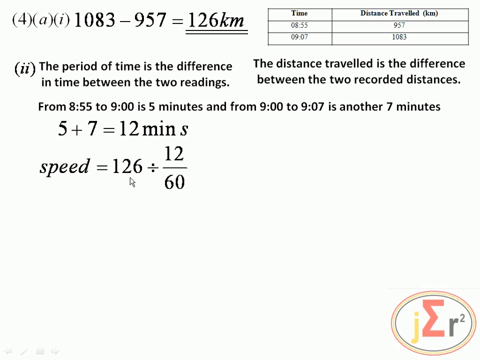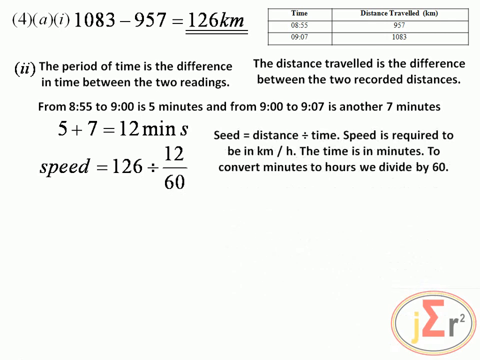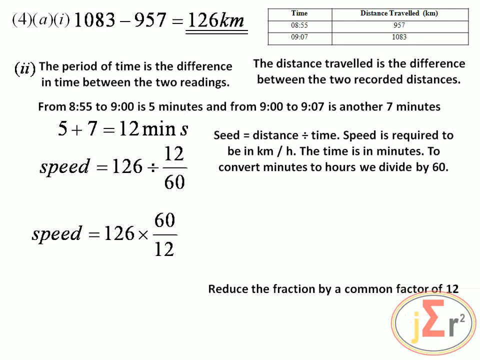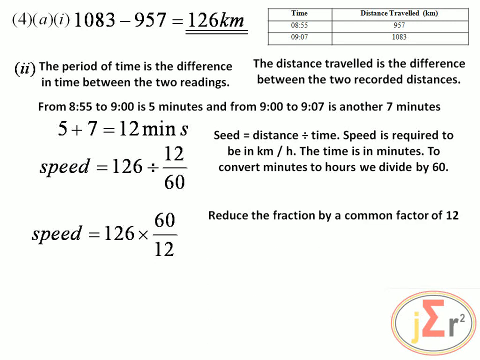So 126 to be divided by 12 over 60. And of course, if we are dividing by a fraction, it is the same as multiplying by the inverse, or the reciprocal. So we have 126 multiplied by 60 over 12, and we are going to reduce the fraction by a common factor of 12. 12 into 12 is 1, and 12 into 60 is 5. So 5 times 126.